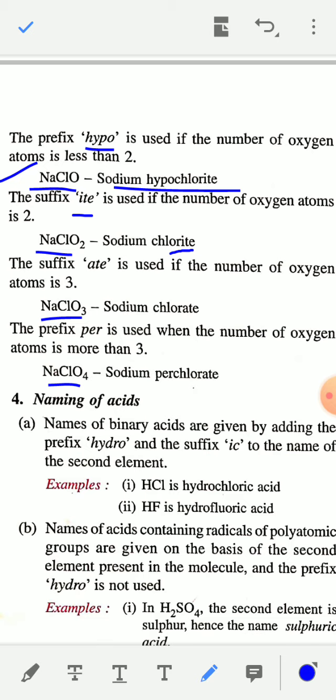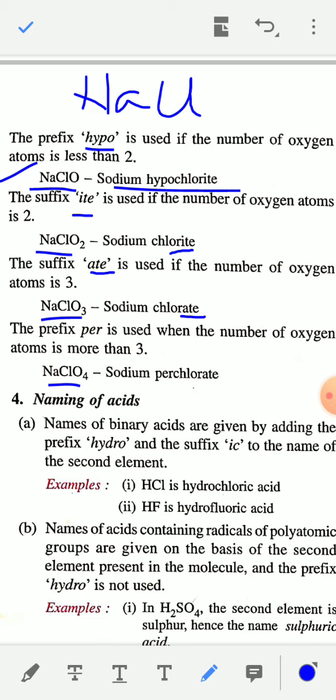Similarly, if the number of oxygen atoms is 3, then you have to use the suffix -ate. So NaClO3 means sodium chlorate. Only NaCl means sodium chloride, but NaClO2 means sodium chlorite, and NaClO3 means sodium chlorate. And if the number of oxygen atoms is more than 3, that is NaClO4.